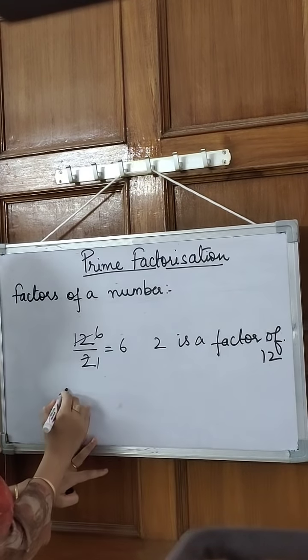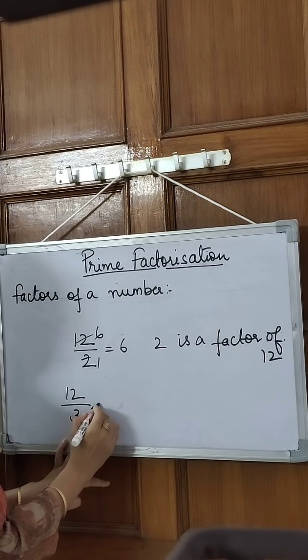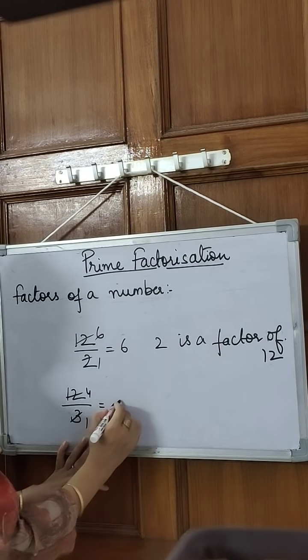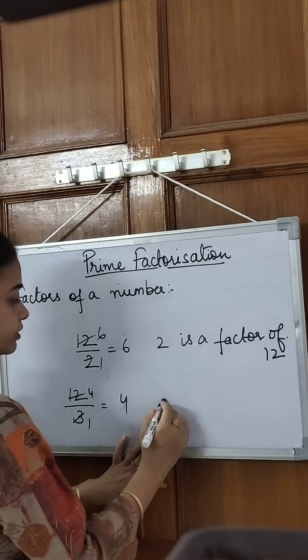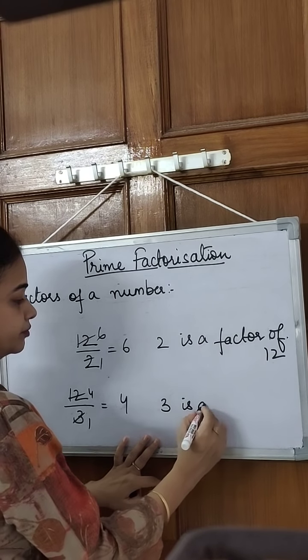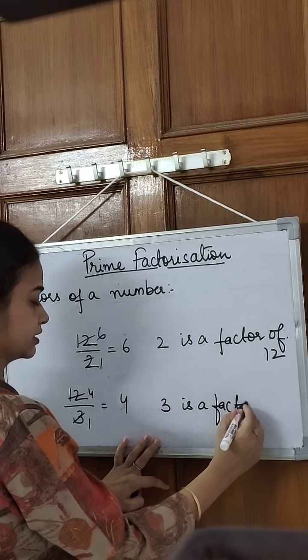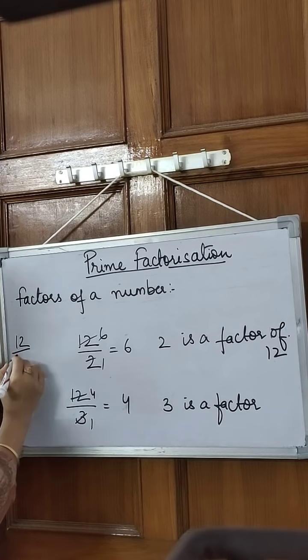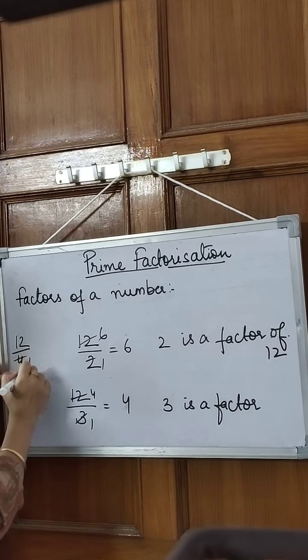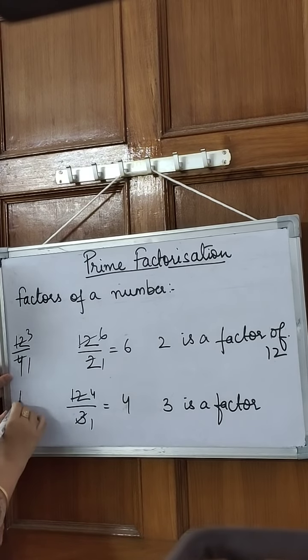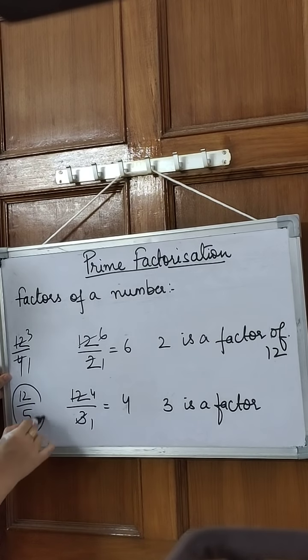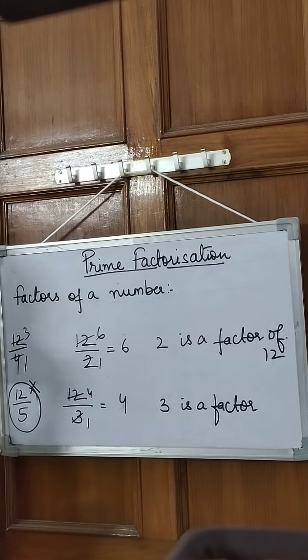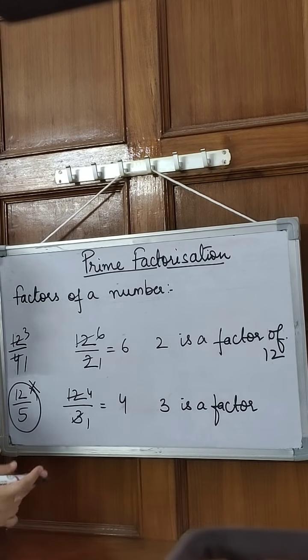Now let's take one more number. Let's divide this by 3. This is again divisible. So what we can say is that 3 is a factor. Yes. Let's take more numbers. Let's take 12 and 4. So yes, it is divisible. Now let's take 12 and 5. When I take 12 and 5, they are not completely divisible. So what we can say is that 5 is not a factor of 12.